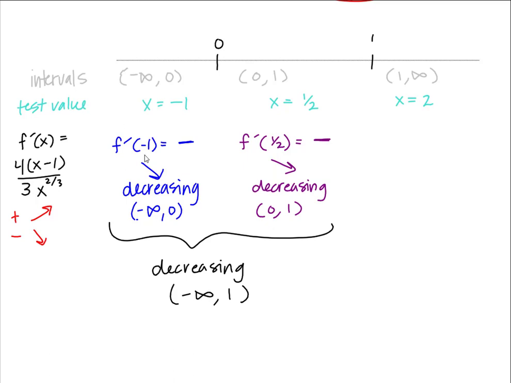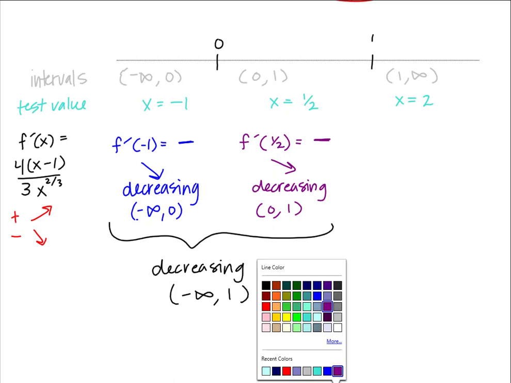And since there is no change, we are going down left to right, and we continue going down left to right even after we hit 0. There is no max or min because there's no change in sign from negative to negative. We do not have a maximum or a minimum value here.